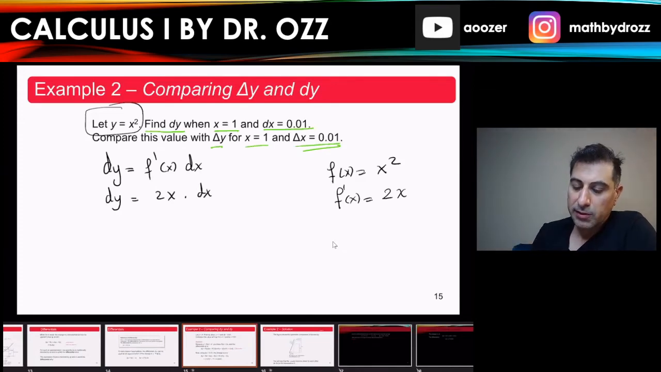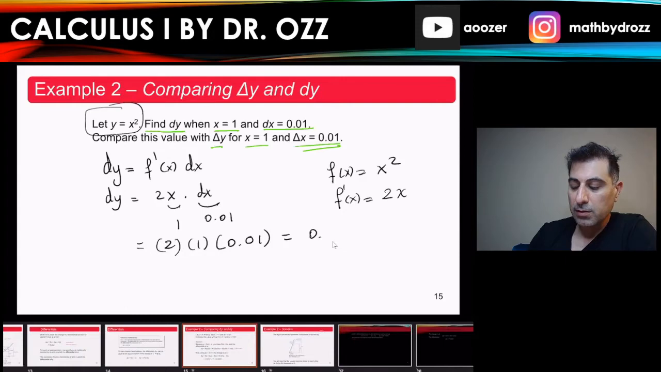So in this particular case, dx is 0.01, and the point we're considering is 1. Okay, so if you change x from 1 to 1.01, the approximated change in y values would be 2 times 1 times 0.01. That gives you 0.02. So this is the approximated amount of change in the function value.